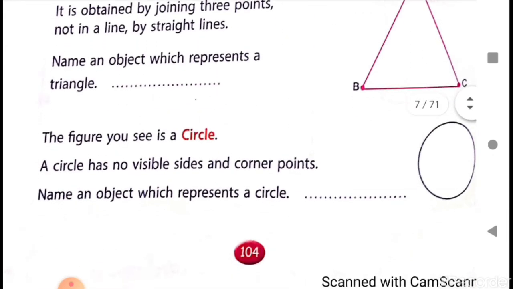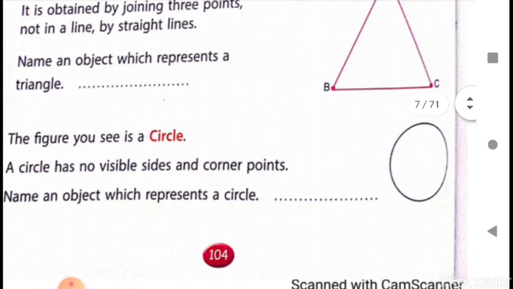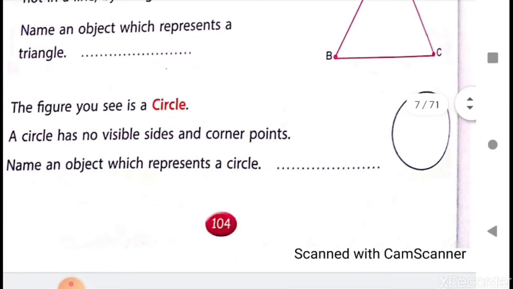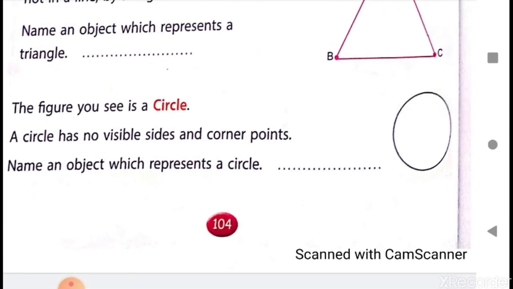Now next basic plane shape is a circle. Okay, the figure you see is a circle. A circle has no visible side and corner point. Circle does not have any point, circle does not have any corner. It does not have any straight line. So in a circle, you cannot say from where it starts and where it ends. On this line, you can take any starting point and you can take any end point. So circle does not have any visible side and corner points.